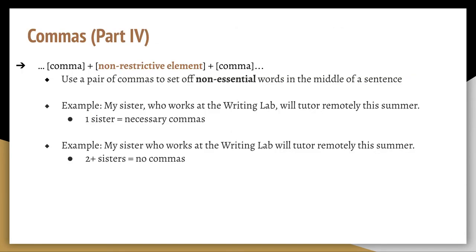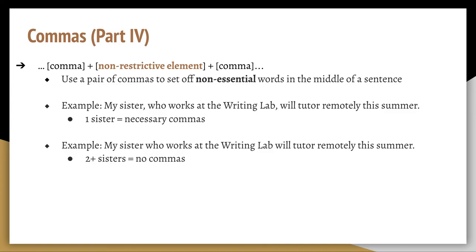Finally, commas can be used to offset non-essential words in the middle of a sentence. In the first example that we have here, the sentence implies that the speaker only has one sister and could only be talking about that one specific person. As such, the sentence requires a pair of commas because the offset information is not essential to being able to understand who the speaker is talking about.